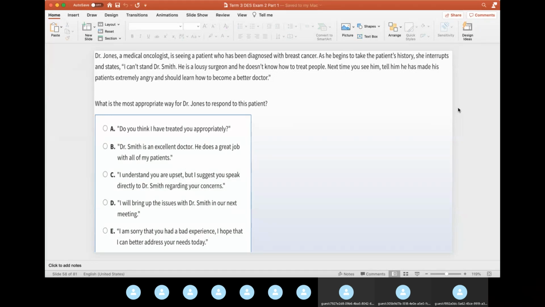So you have a patient, you're interviewing the patient, and the patient says, I can't stand Dr. Smith. He is a lousy surgeon, and he doesn't know how to treat people. Next time you see him, tell him he has made his patients extremely angry and should learn how to become a better doctor. So what are you going to do? How are you going to respond?